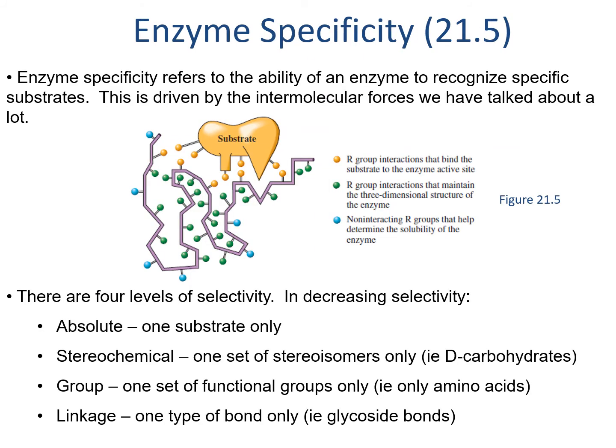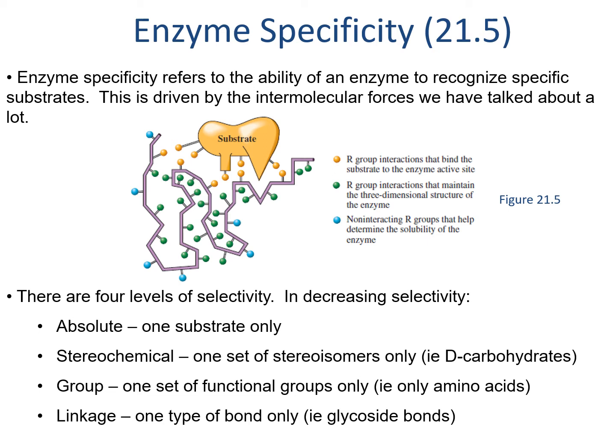Enzyme active sites will be formed by the three-dimensional structure of the enzyme protein itself. The three-dimensional structure will have an active site that has R group interactions or side chain interactions that are tailored to match the substrate. By tailoring these interactions to match the substrate to different levels, the enzyme is able to deliver different amounts of specificity.